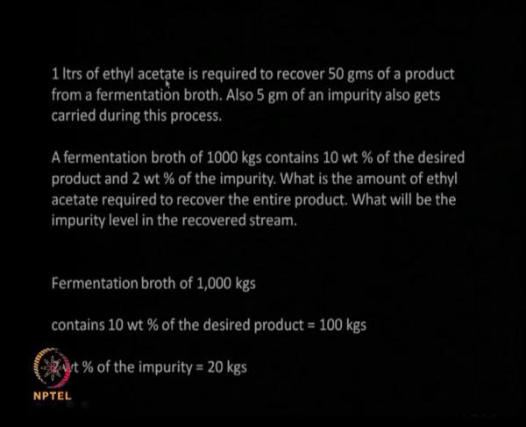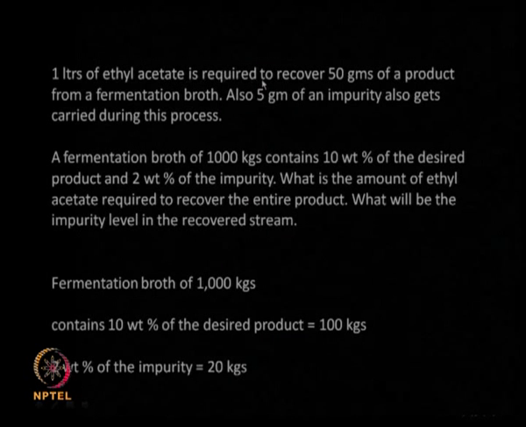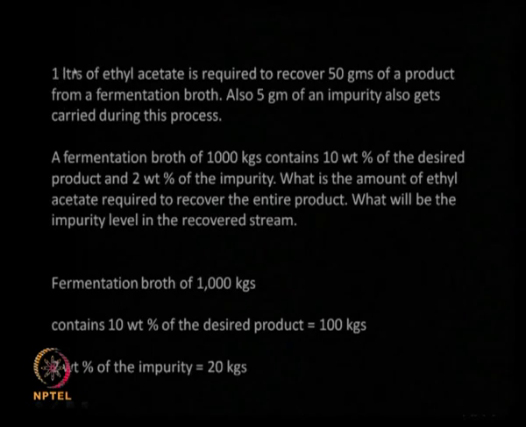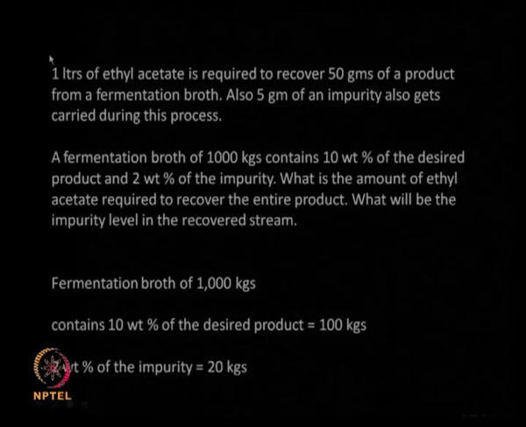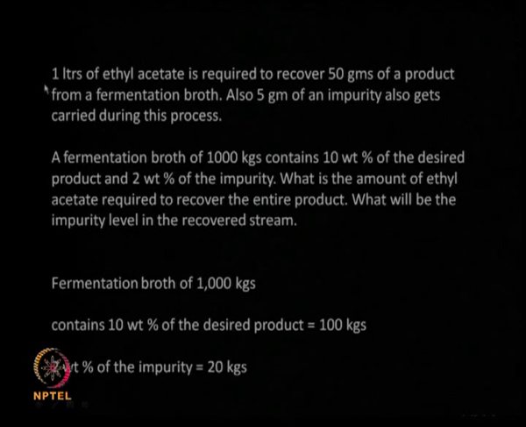You have 1 liter of ethyl acetate and it can recover 50 grams of a product. So it is something like a partition coefficient, that means 50 grams of a product can be taken up by 1 liter of ethyl acetate in a fermentation broth, but ethyl acetate can also take 5 grams of an impurity, that also can get carried away. So if you have 1 liter ethyl acetate and you try to recover 50 grams, you will end up recovering 5 grams of impurity also, so you can't help it.